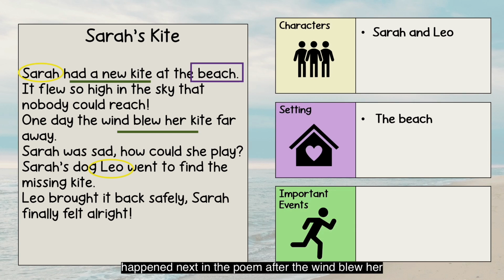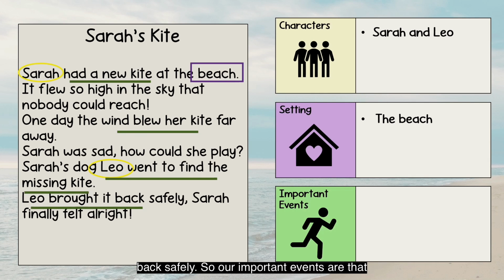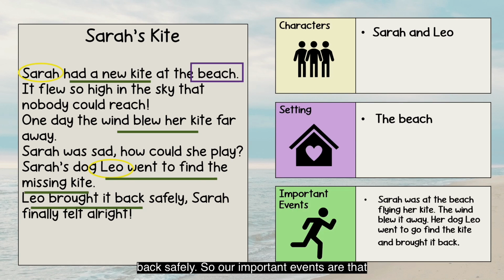What happened next in the poem after the wind blew her kite far away? Can you act it out with your body? Show me what happened. You're right. Sarah's dog Leo went to find the missing kite. He brought it back safely. So our important events are that Sarah was at the beach flying her kite. The wind blew it away. Her dog Leo went to go find the kite and brought it back.